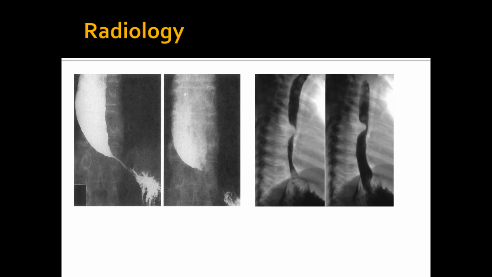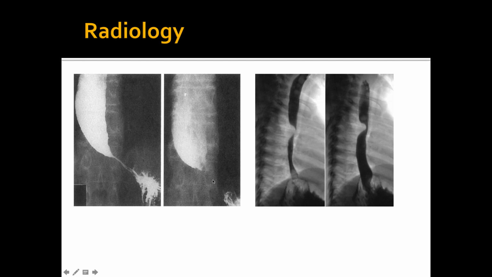So as far as radiology goes, we'll go through a few clinical things that you might see in this and try to relate it to some pathology. So let's start on the left. This is a proximal dilation of the esophagus with a distal tapering called a bird beak sign or rat tail sign. This is consistent with achalasia.